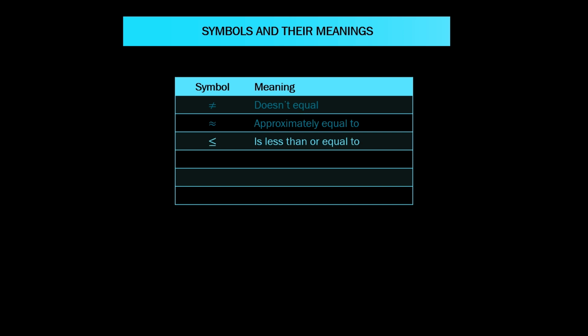This symbol means less than or equal to. So hours worked in a day is less than or equal to 24. This symbol means less than. So the number of days worked in a week is less than 8.